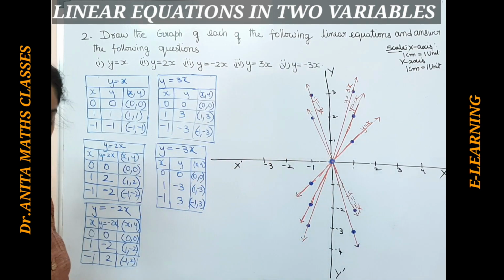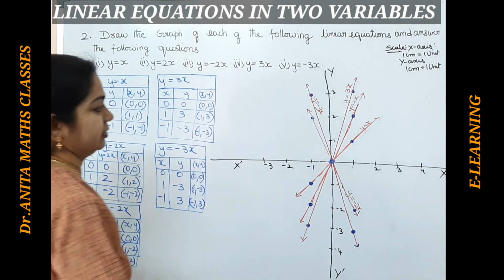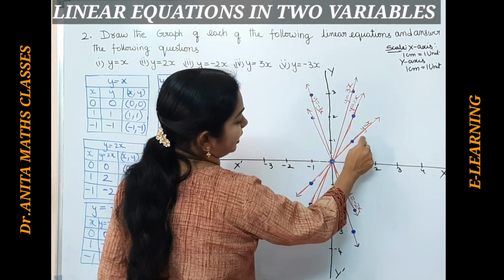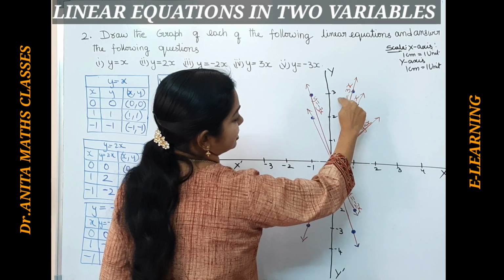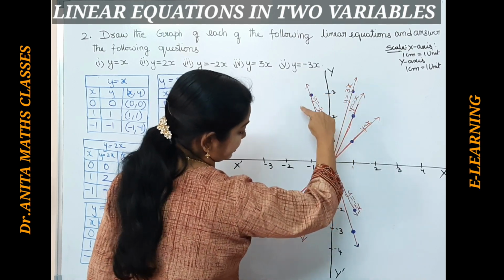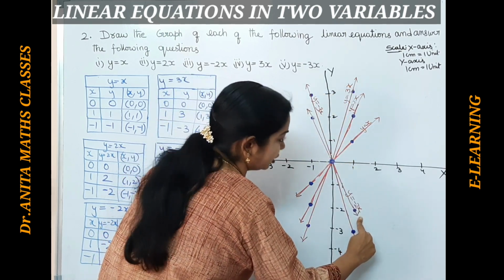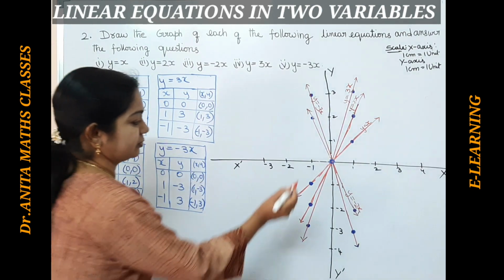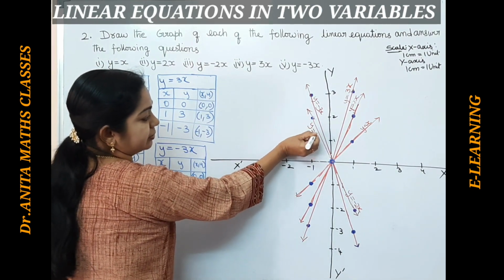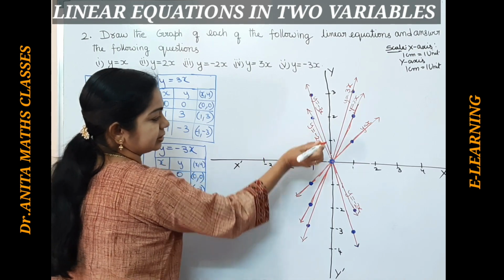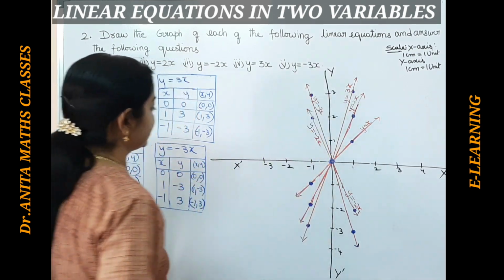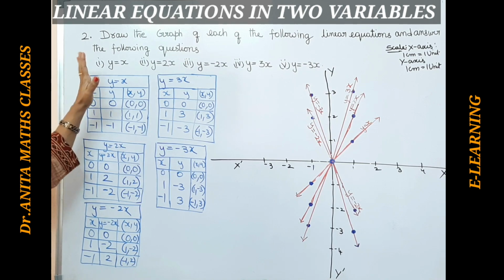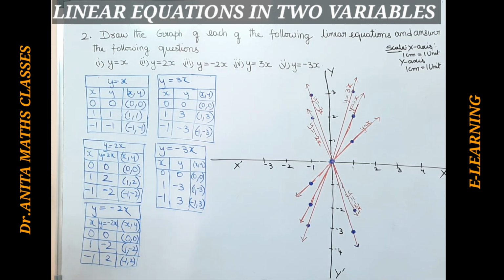Now here observe all the 5 linear equations: y is equal to x, y is equal to 2x, y is equal to 3x, y is equal to -3x, and y is equal to -2x, which I have written below. You can write it here also. So all these 5 graphs, what do you observe here? In the question, we have plotted here. Let us read the questions.